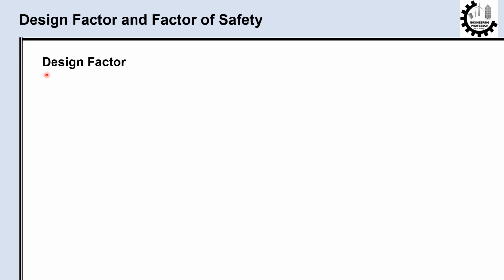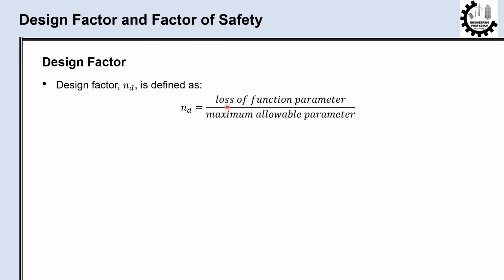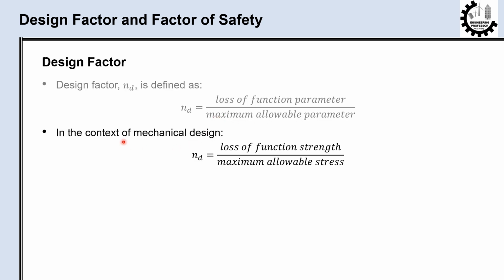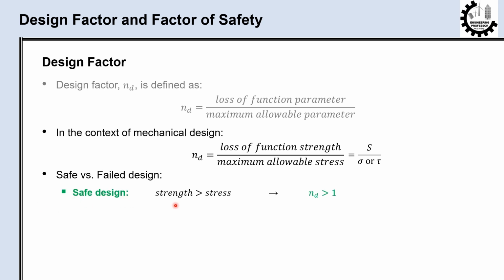The design factor is defined as the following ratio. In the context of mechanical design, a component will lose its functionality when the stress applied on that component exceeds the component's strength. So the design factor could be written as the ratio of strength to stress. Using this definition, we can categorize the design scenarios into two groups: safe design versus failed design. A safe design is a scenario where the component's strength is larger than the applied stress, which means that the component can withstand the stress safely.